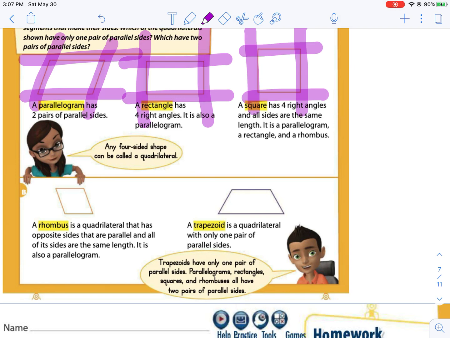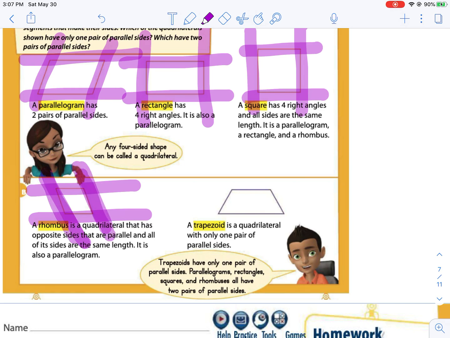Now, a rhombus is a quadrilateral, because a rhombus has opposite sides that are parallel and has all the sides the same length. So that also has parallel lines right here, okay, and parallel lines right here. And then here, a trapezoid is a quadrilateral that only has one pair of parallel lines.